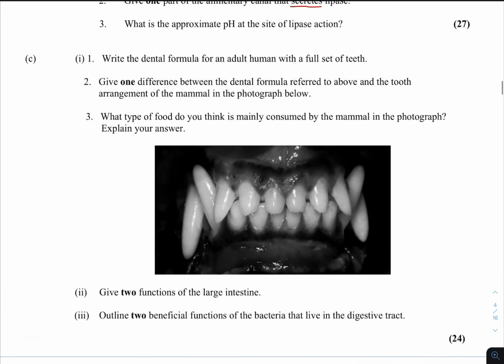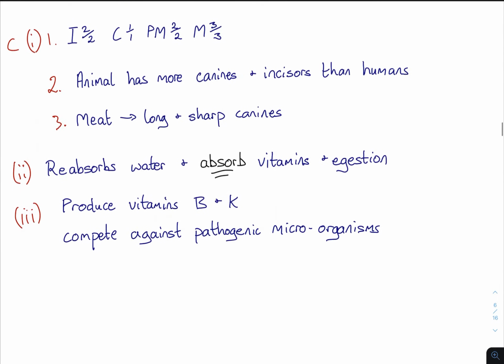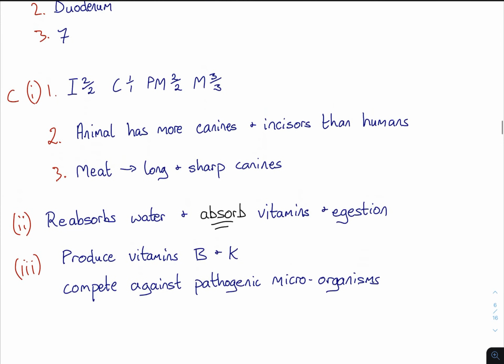Now, give one difference between the dental formula shown and referred to above, so that's the human adult teeth, okay, and the tooth arrangement of this mammal here. Okay, well, we can see straight away that the canines are way more pronounced here, okay? But the question was a difference in that dental formula, the formula itself, okay? So I don't want to really see too much about the canines being sharper or anything like that, because that actually won't get you the marks.